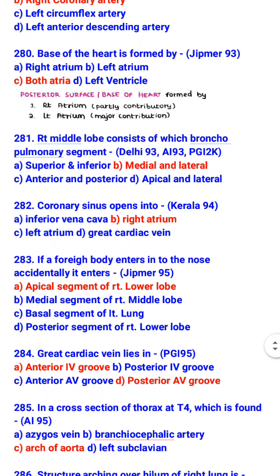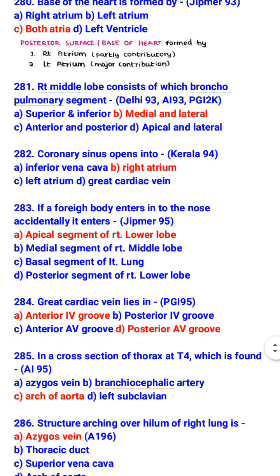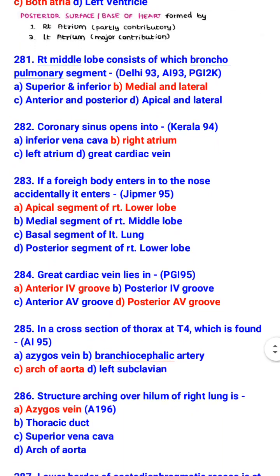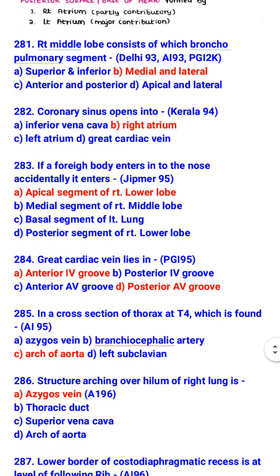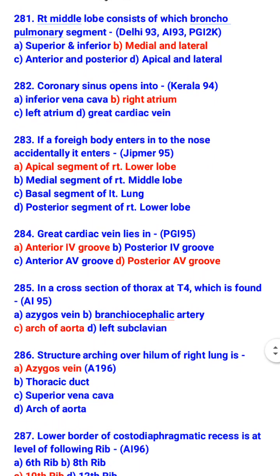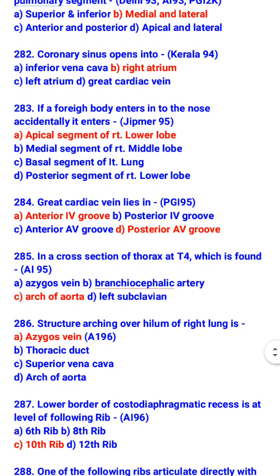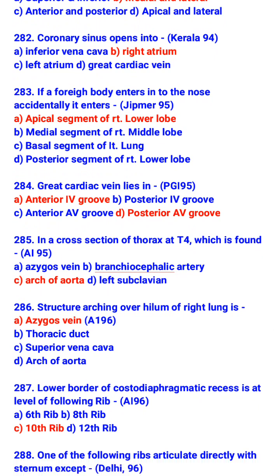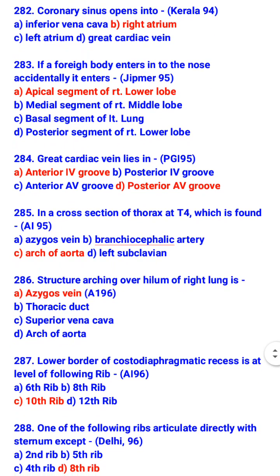If a foreign body enters into the nose accidentally, it enters apical segment of right lower lobe. Great cardiac vein lies in anterior interventricular groove and posterior atrioventricular groove. In a cross section of thorax at T4, what is found? Arch of aorta is found at T4 in cross section. Structure arching over hilum of right lung is azygous vein.